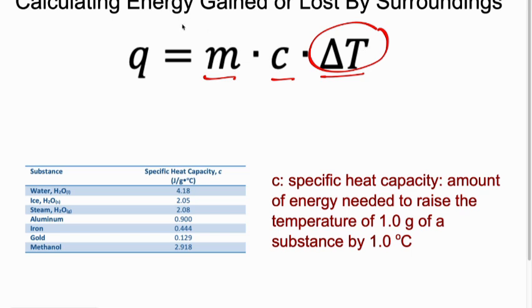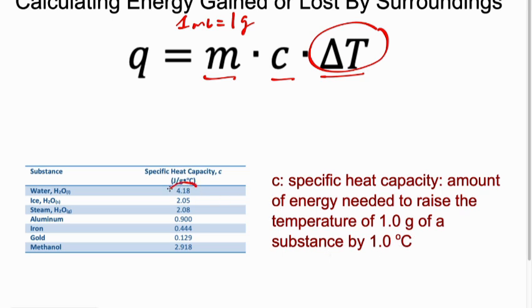Mass for water: 1 ml of water has a mass of 1 gram, because the density of water is 1 gram per mL. And then C is specific heat capacity, which is defined as how much heat is needed to raise the temperature of 1 gram of a substance by 1 degree Celsius.